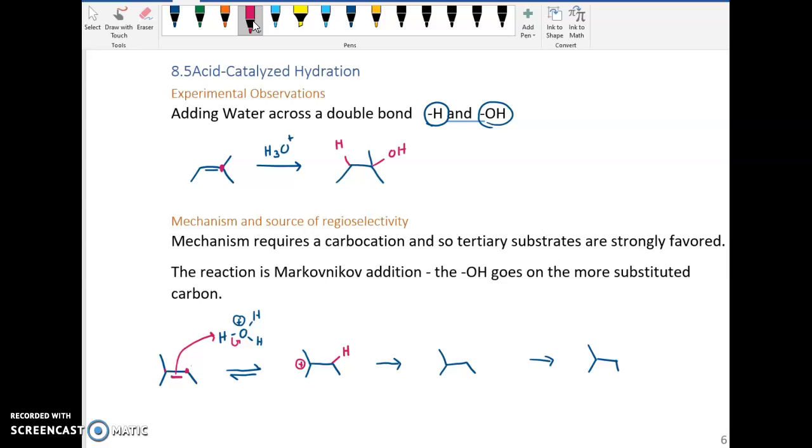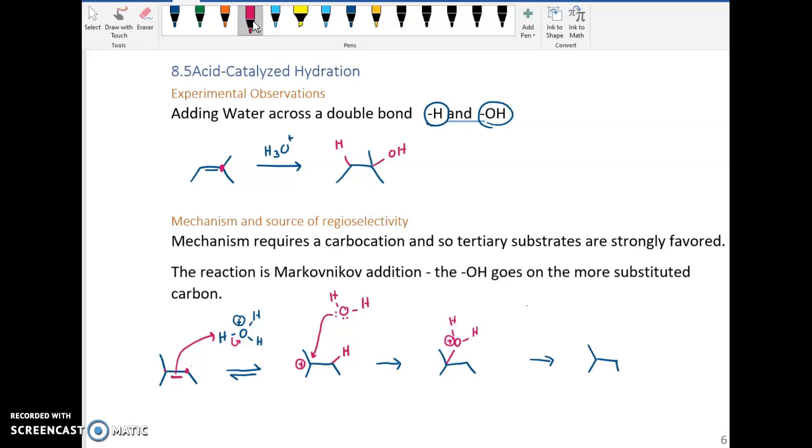Now that carbocation is going to be attractive to our water molecule. Oxygen here has a bunch of electrons, so it can be a nucleophile. This water is going to attack the carbocation, and we're going to end up with a water just attached. And it's got a positive charge.